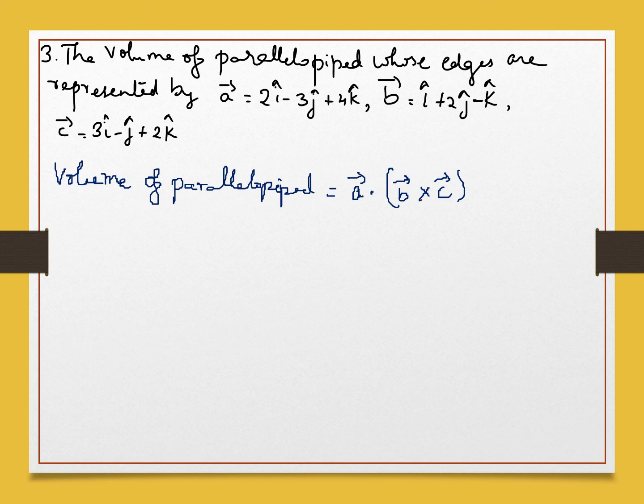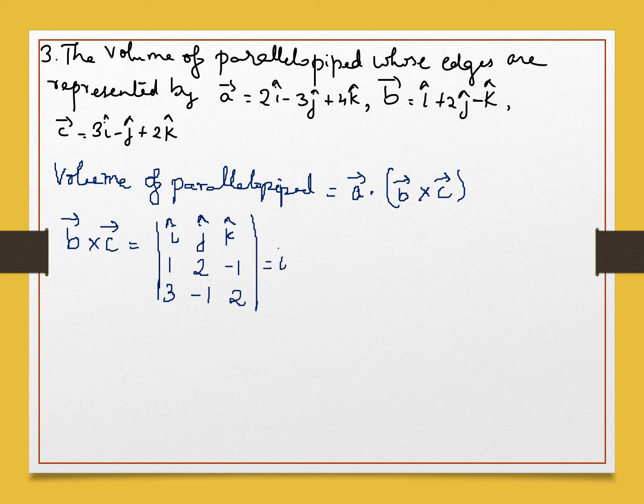So first we are finding the cross product of B vector cross C vector. So here we are writing the determinant with i cap, j cap, k cap. The second row should be filled with the coefficients of i, j and k in the B vector, that is 1, 2 and minus 1. The third row should be filled with the coefficients of i, j and k in the C vector, that is 3, minus 1 and 2. Then we have to do the determinant.